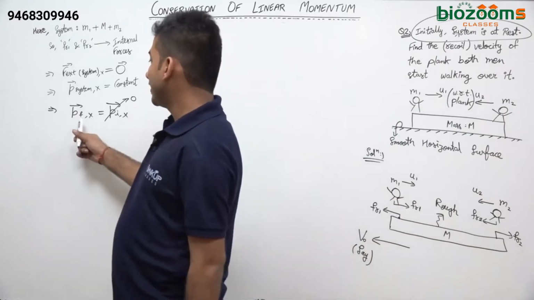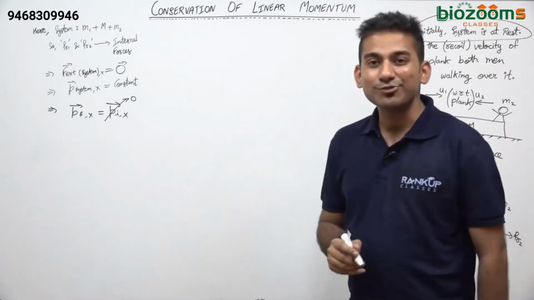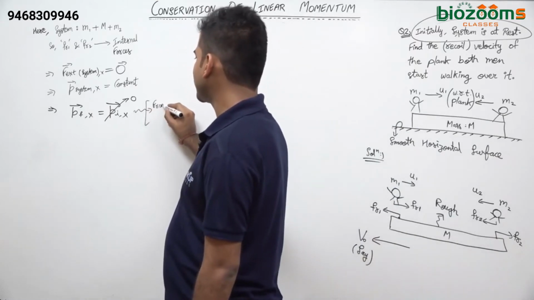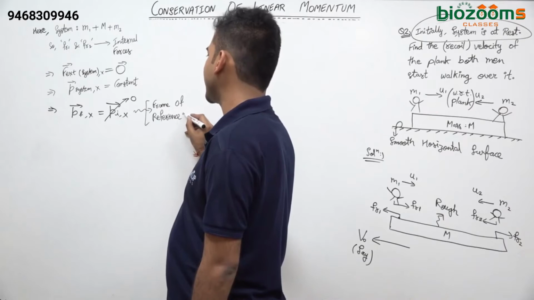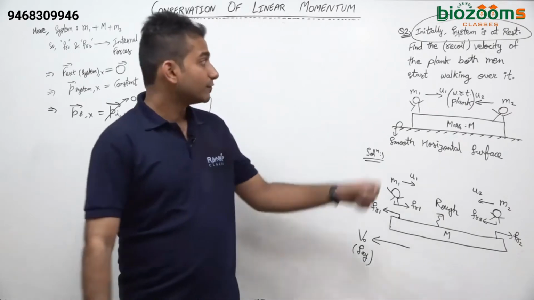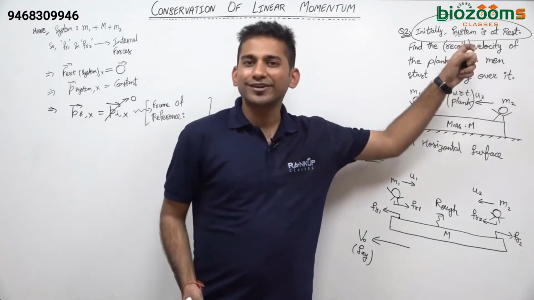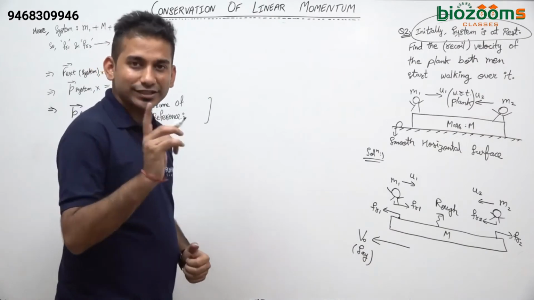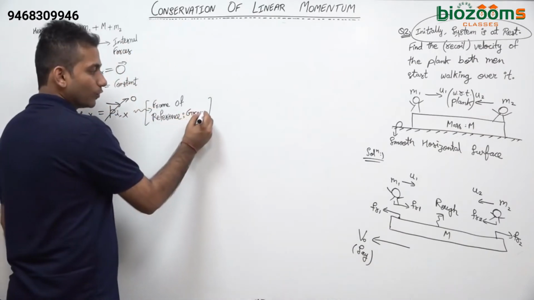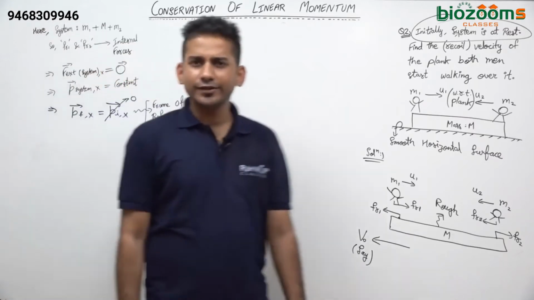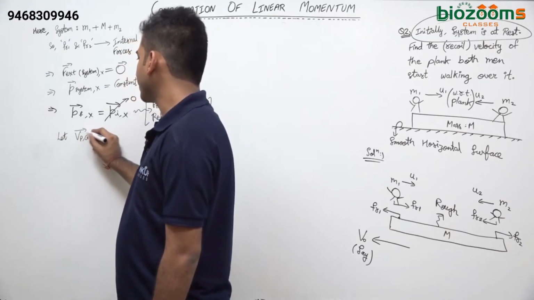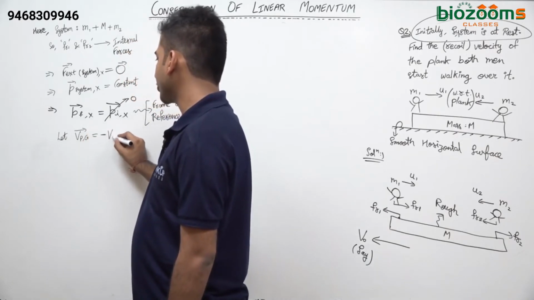Fine. Now, while writing the conservation of momentum equation, we need to think about the frame of reference. What should be our frame of reference? See, again, it's quite understood now, the same logic: the recoil velocity is to be determined with respect to what frame of reference? Yes, it must be the ground frame of reference. Correct? So, let us say that the velocity of the plank with respect to ground will be equal to minus v0.